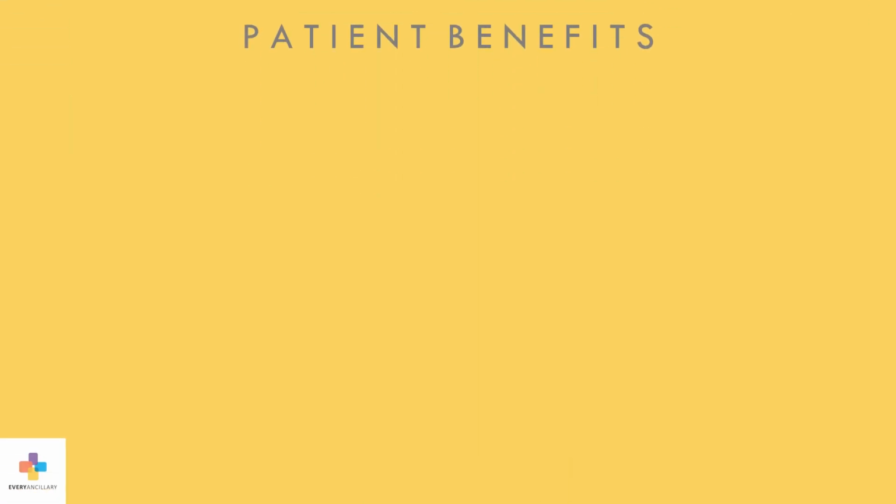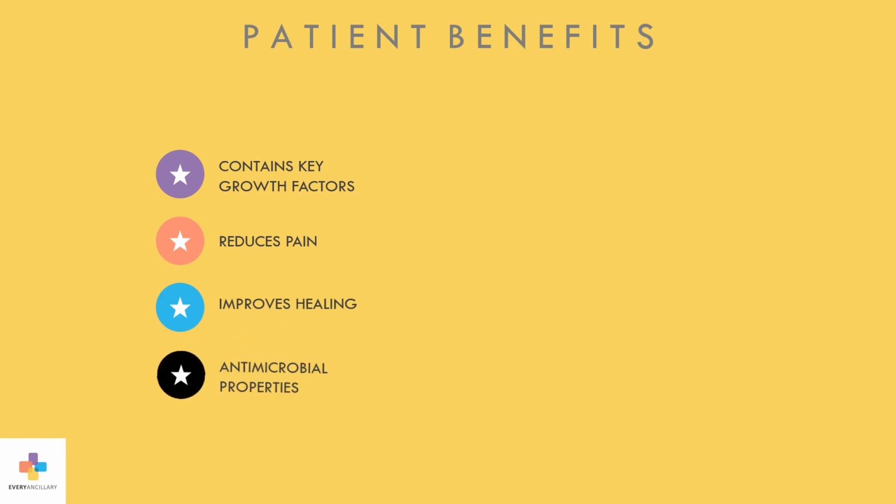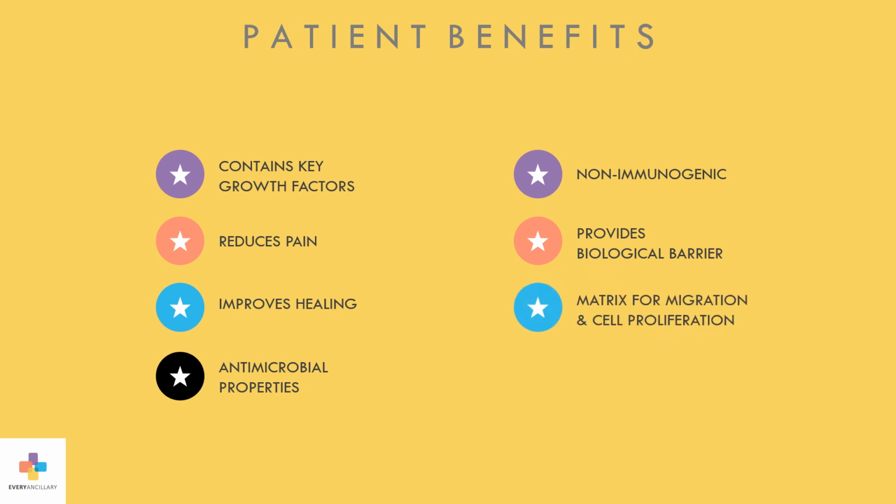Amniotic membrane has a number of characteristics that make it especially suited to wound healing. The amniotic membrane contains a significant number of cytokines and essential growth factors. It reduces pain when applied to a wound. It increases and enhances the wound healing process, has antibacterial properties. It's non-immunogenic, it will not be seen as a foreign material. It provides a biological barrier. It provides a matrix for migration and proliferation of cells, and reduces inflammation and scar tissue formation.